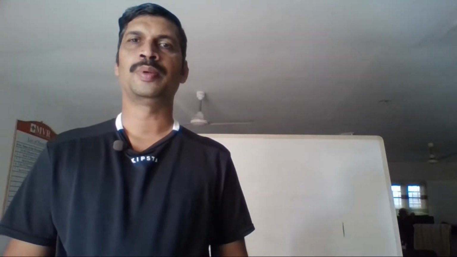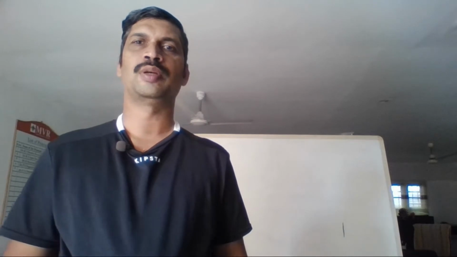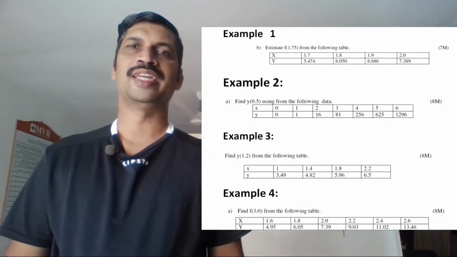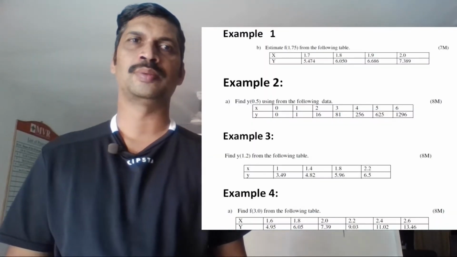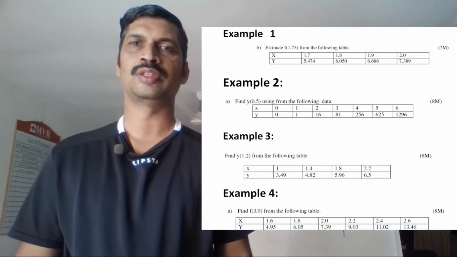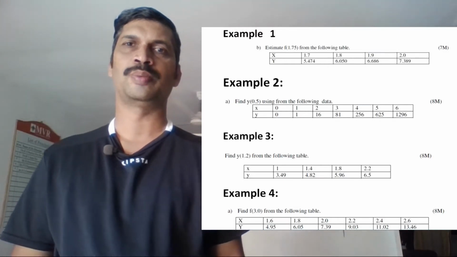These are the problems in Newton forward interpolation formula. Four problems are there. I will explain the first two problems. The rest of the two problems are assignment work. Today you have to solve the example 3 and example 4 problems.